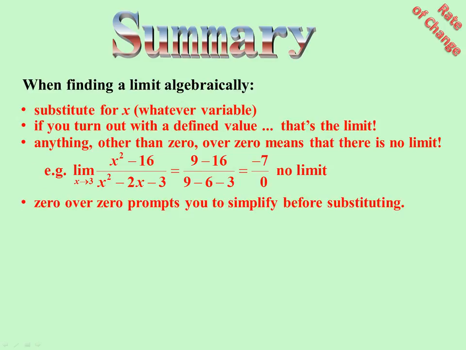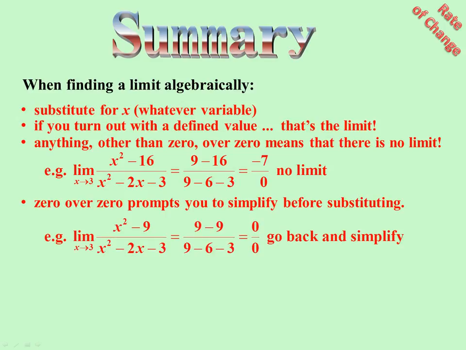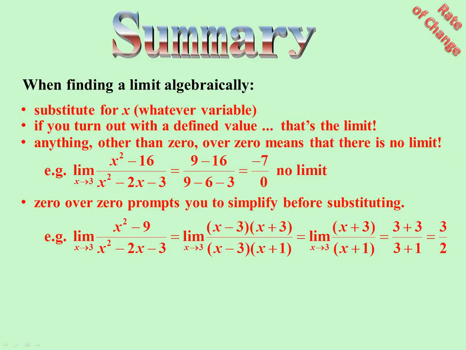But it gives you a prompt to simplify. If it's 0 over 0, indeterminate, go back a step and check. So there's a 0 over 0, so I'm going to go back and simplify. Oh, hang on, that's a difference of squares, that's a quadratic trinomial, that'll factorize. So there we are. Cancel the x minus 3's. Now we can substitute our 3's.